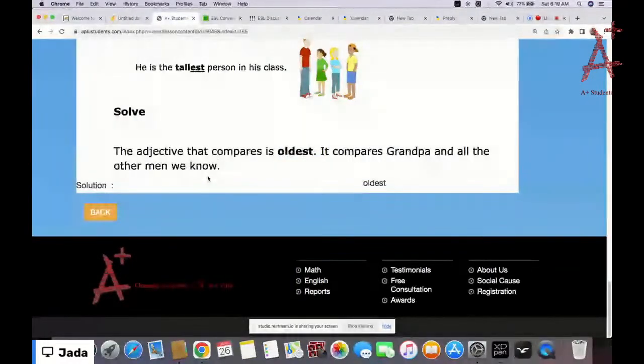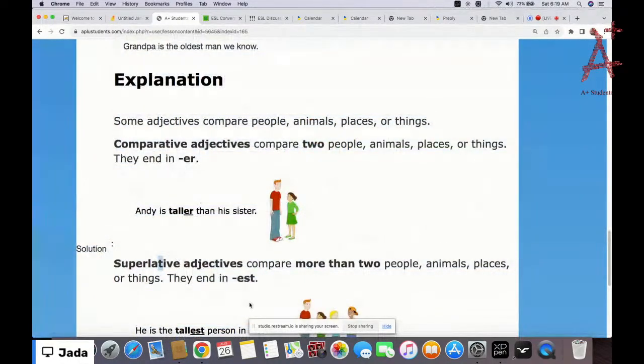Okay, so that's it. Note that when you have est, I'm going to repeat myself, once you have est, it is the superlative. The superlative adjective compares more than two people, animals, places, or things. They end in est. That's why we have nicest, tallest, oldest, like that. And then the comparative adjective compares just two people, animals, places, or things. Everything must just be two.